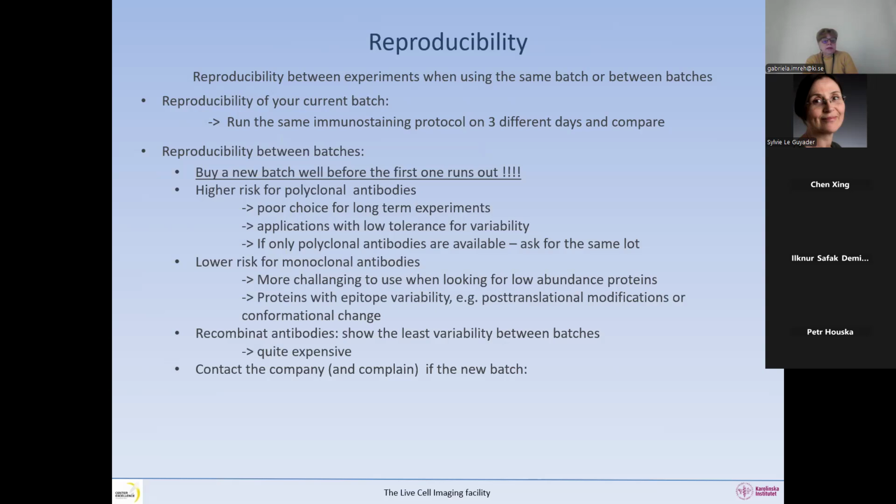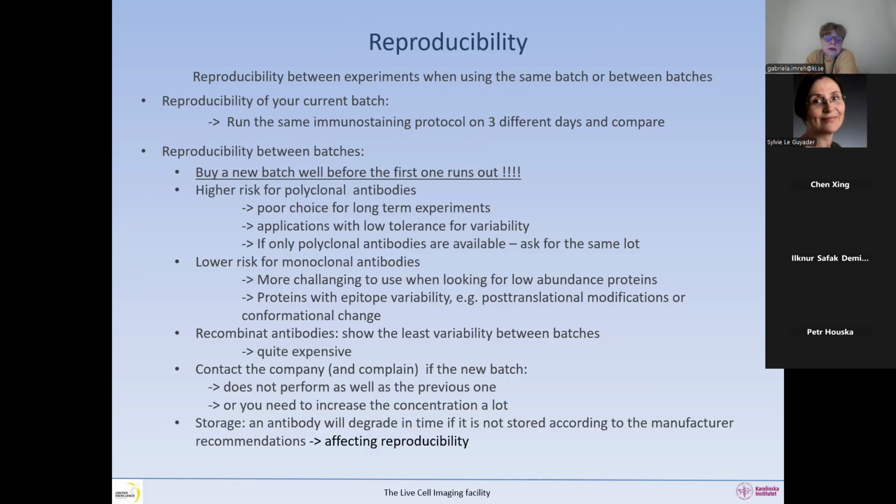Always contact the company and complain if the new batch does not perform as well as the previous one, or if you need to increase the concentration a lot between the batch you already have and the one that you ordered. The reproducibility will also be highly influenced by how the antibody was stored, because antibodies also degrade in time, especially if they are not stored according to the manufacturer's recommendation.